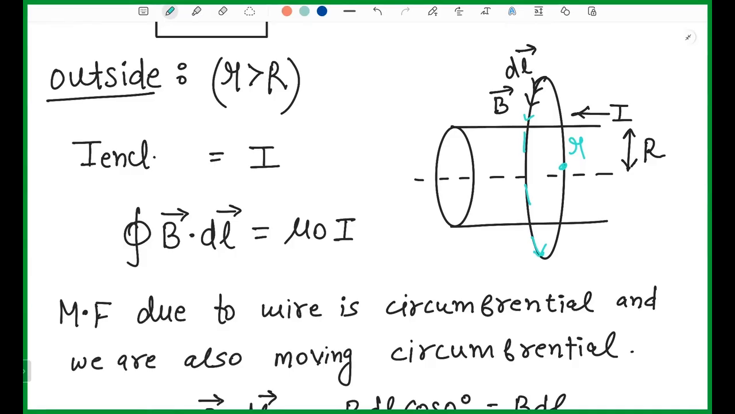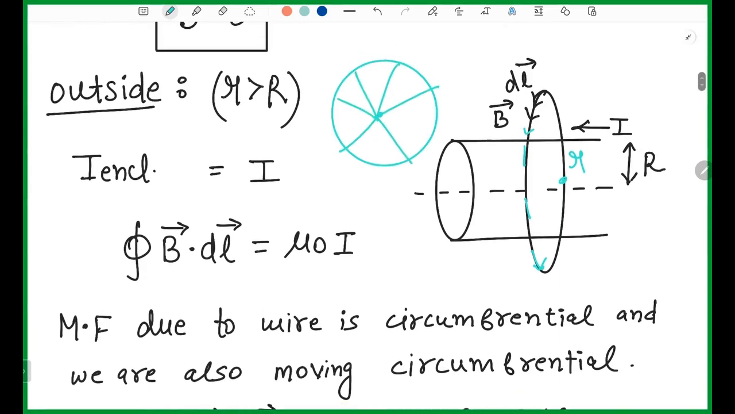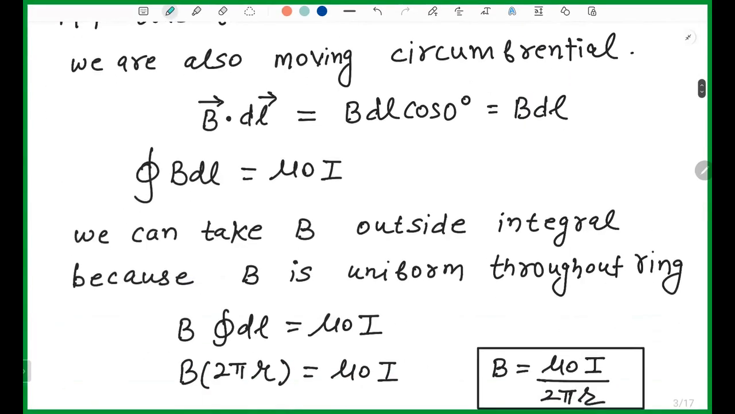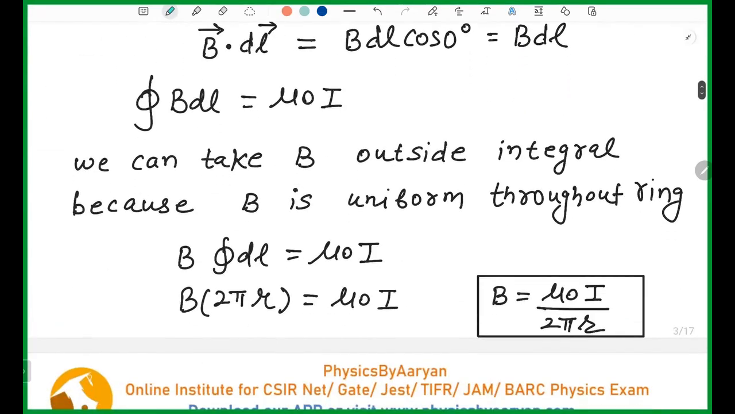But also the distance from the axis to all these points will be the same, because all of them are lying on the circumference. So if I have a circle and this is the center of the axis, all these points are at an equal distance. So the magnetic field will be the same throughout the circular loop. Whatever the magnetic field is here, the same magnetic field will be here, same here, same here. That is why the magnetic field is constant throughout the integration. So I can take the magnetic field outside.